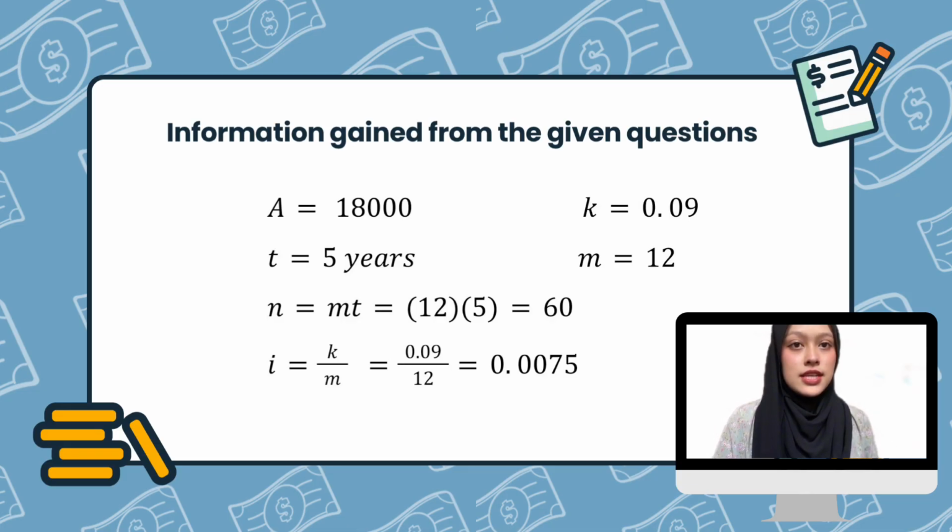Next, we calculate the monthly interest rate I by dividing the annual rate by 12. That gives us 0.09 divided by 12, which equals 0.0075.